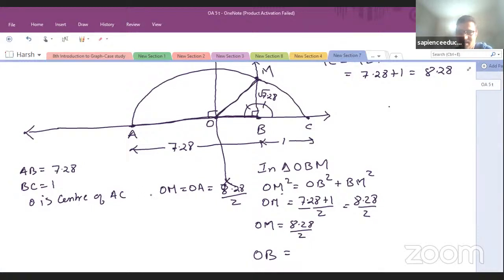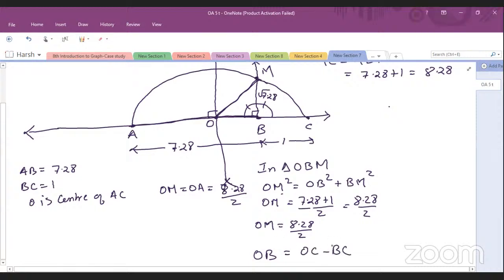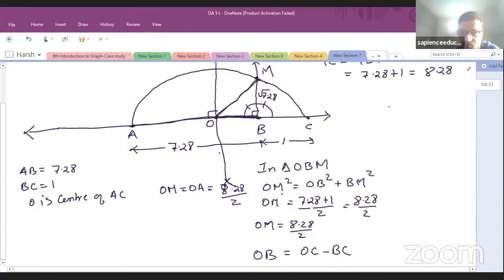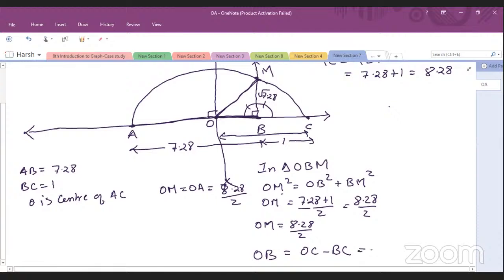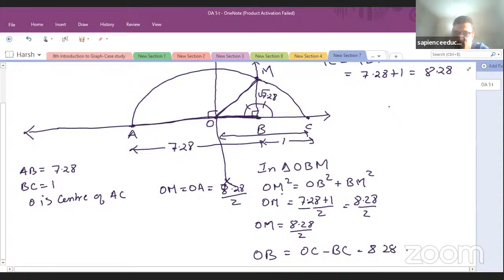I'll tell you, see, OB is equal to OC minus BC, correct? Yes, sir. OC, this full OC, minus BC. What is OC? Again the radius, 8.28. And what is BC? 1. So minus 1, which is equal to 7.28. Yes, sir.